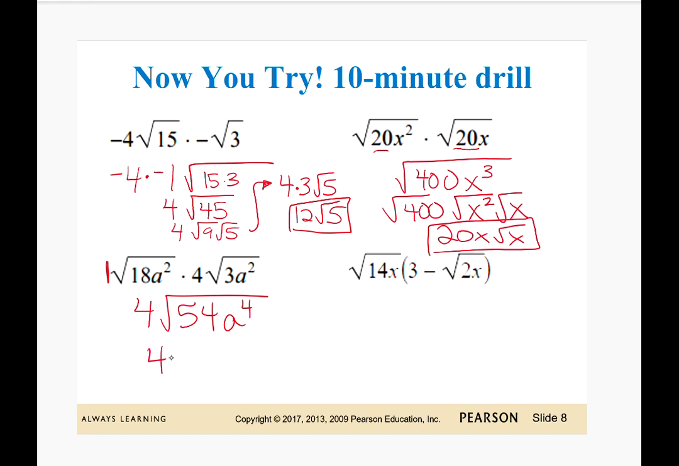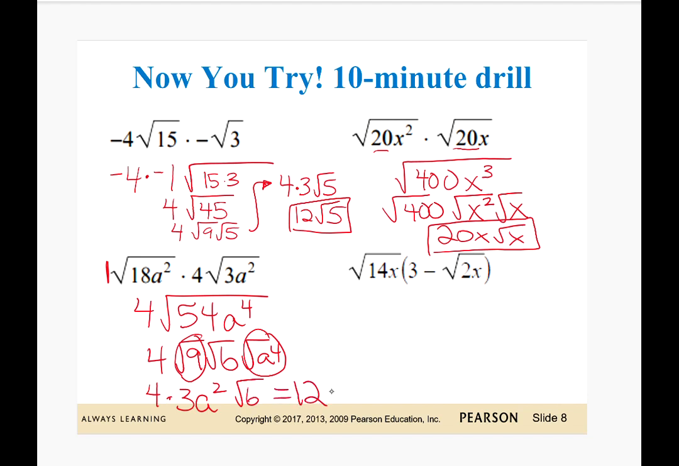All right, 54. Okay, what's the largest perfect square that goes into 54? That'd be 9. So that's going to be 9 times 6 is 54. a to the 4th is a perfect square. So we're going to keep the 4. Square root of 9 is 3. Square root of a to the 4th is a squared, root 6. So that gives me a final answer of 12a squared times the square root of 6.